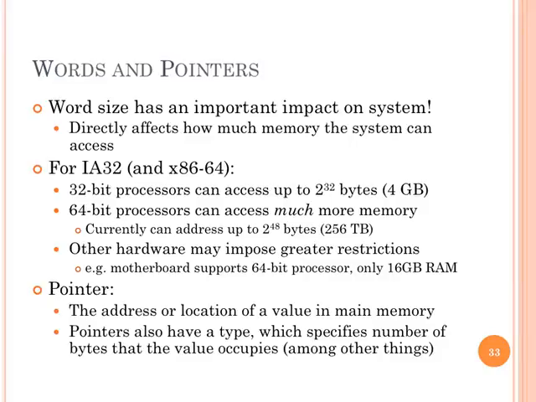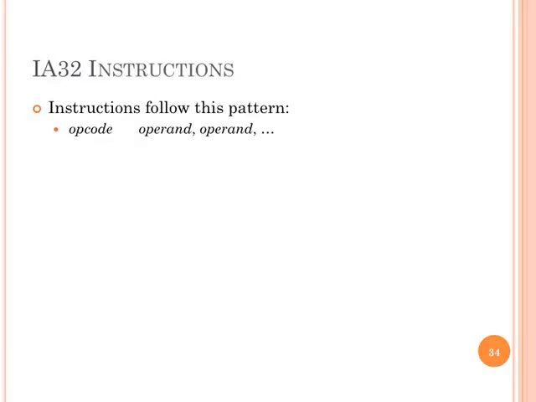Okay. So pointers, if you aren't already familiar with this concept, are just an address or a location of a value in memory. And pointers do have a type. We'll be getting into that more and more as we go into these details. And you can see also the number of bytes that the value occupies is part of that concept of a pointer. Okay, let's see. Instructions.